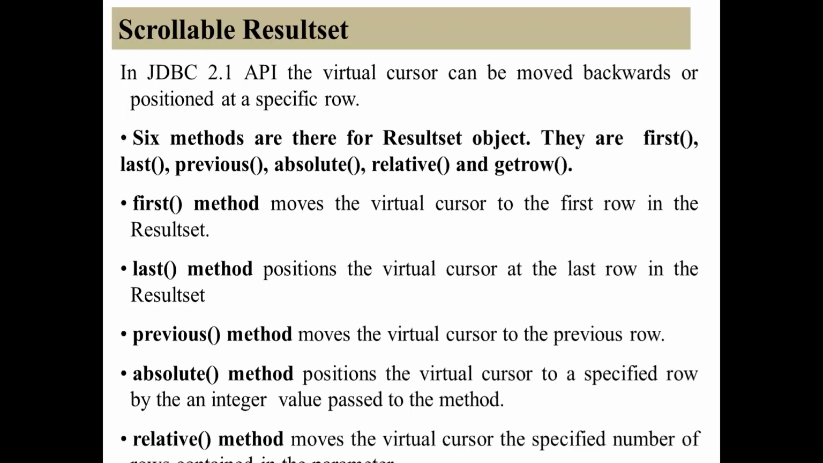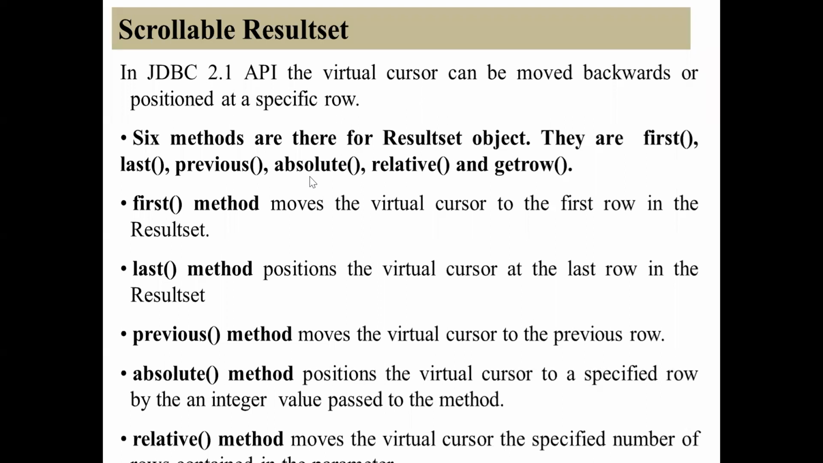Okay. Next, we can go by the scrollable result set. So what do you mean by scrollable result set? In the JDBC 2.1 version and API, the application programming interface, we are using a virtual cursor. So we can move backwards or set the position at a specific row.